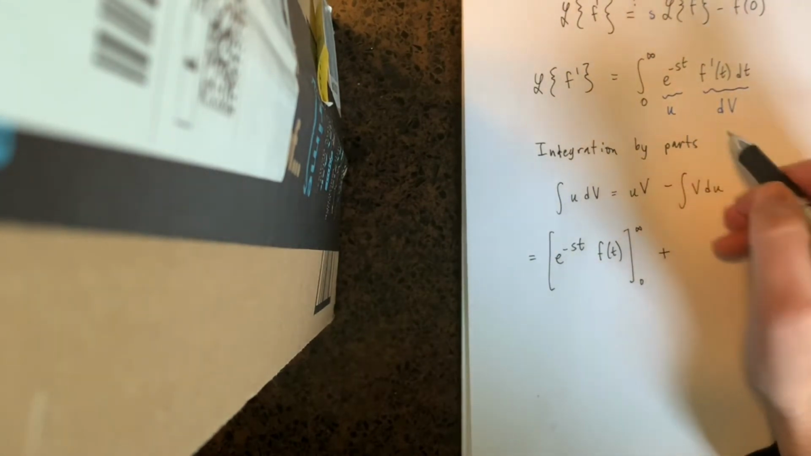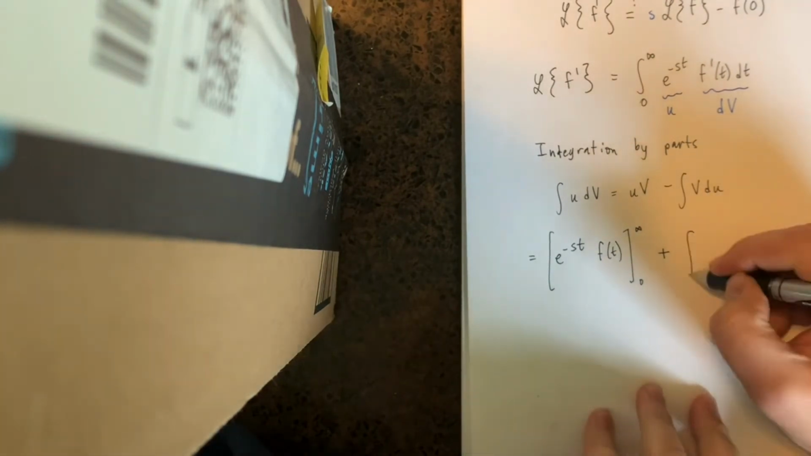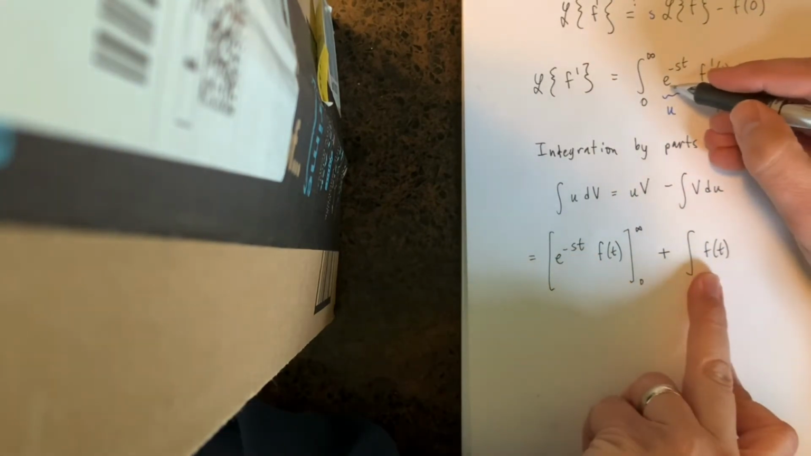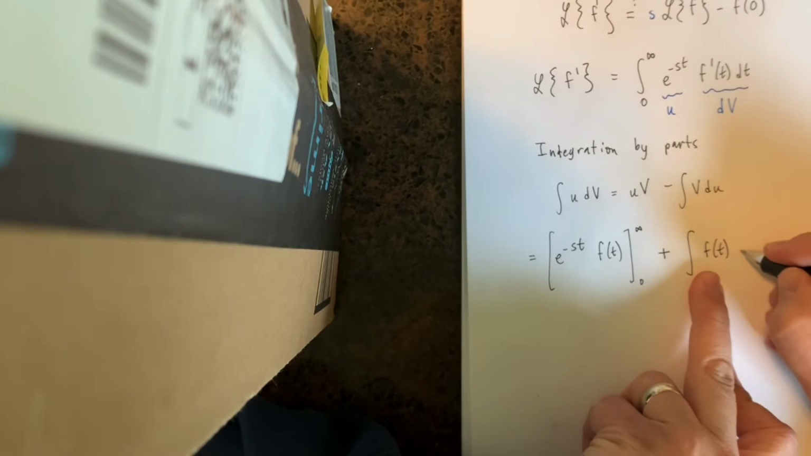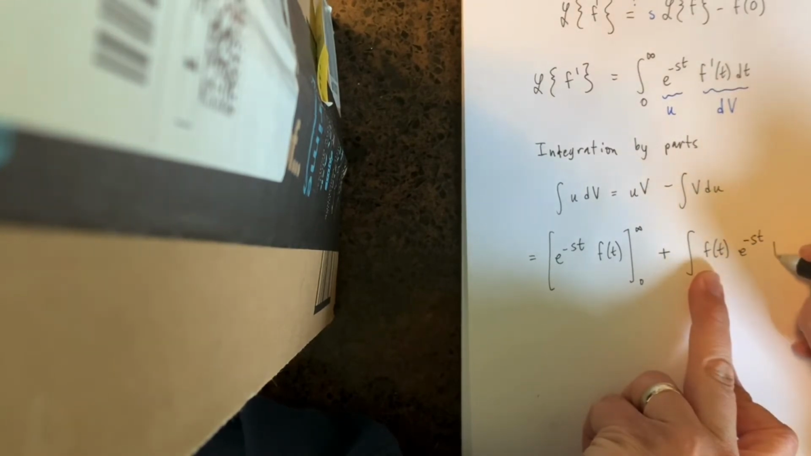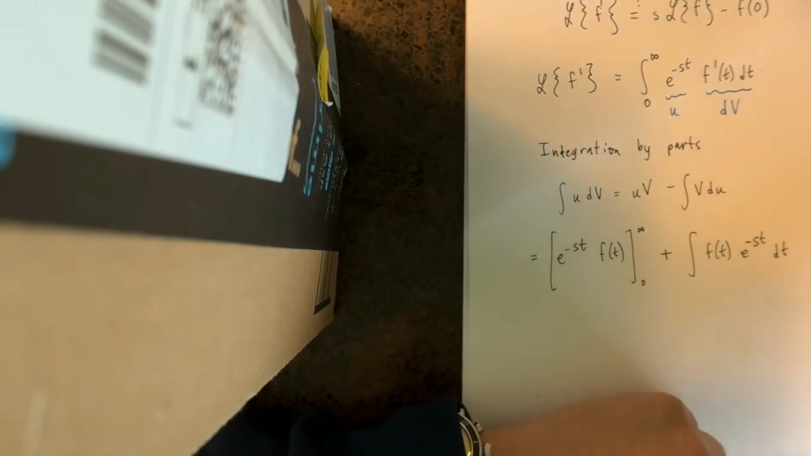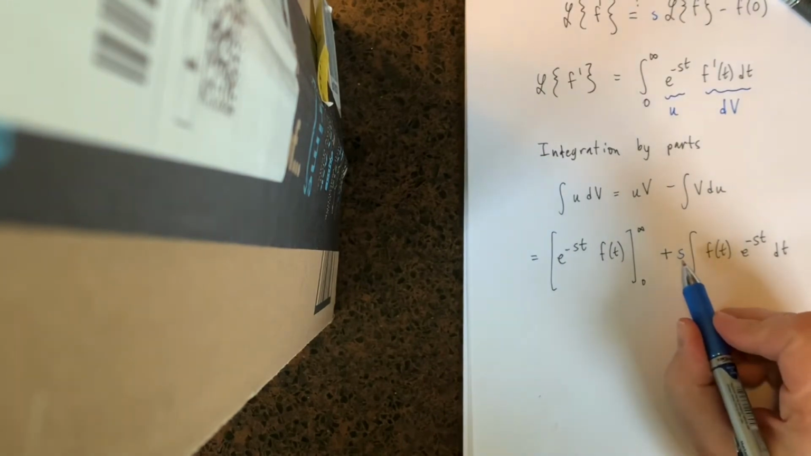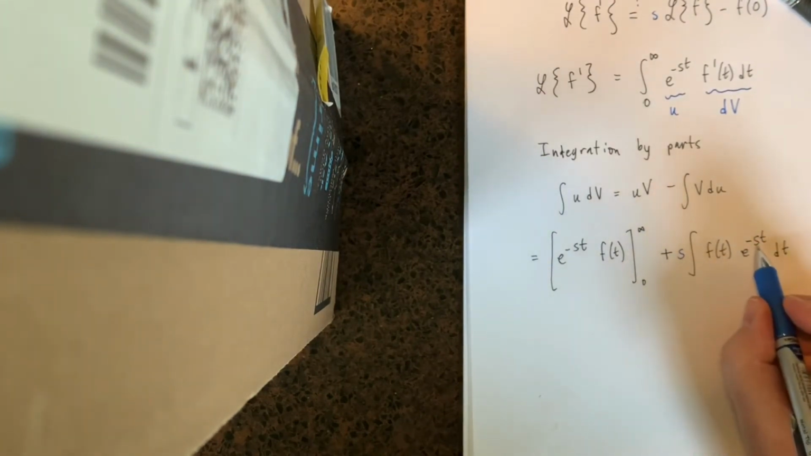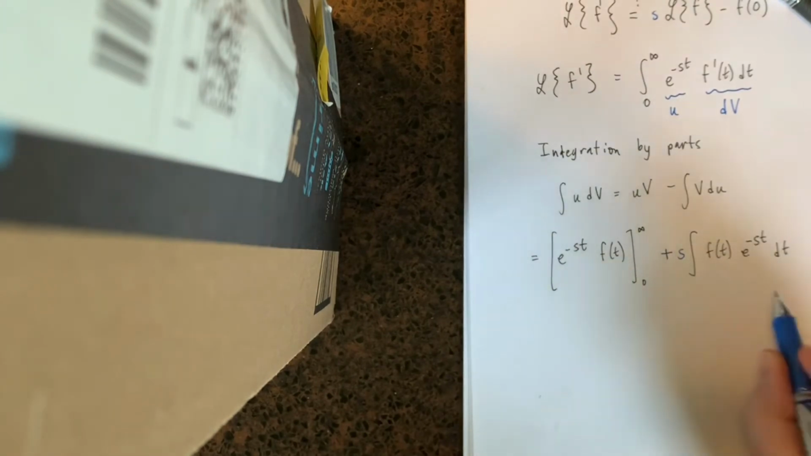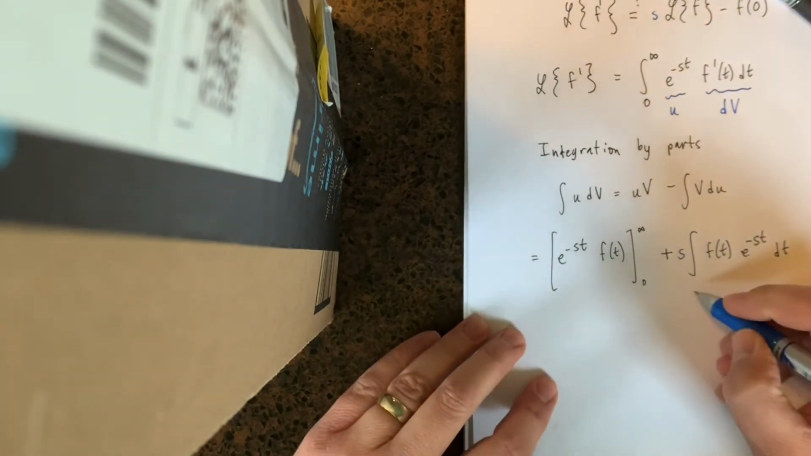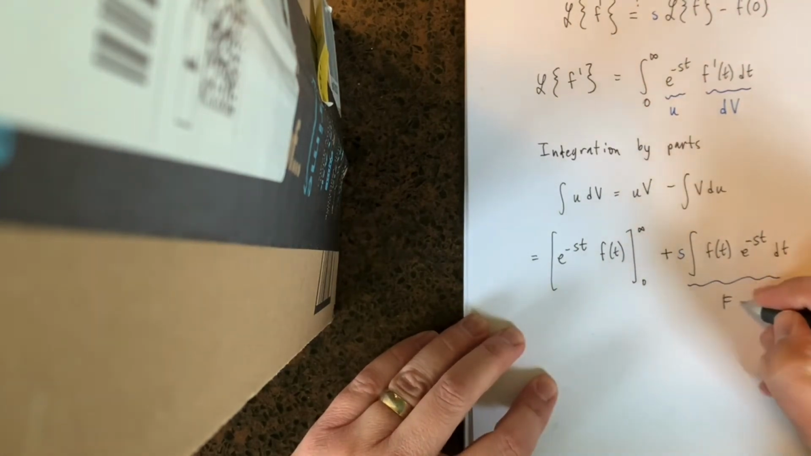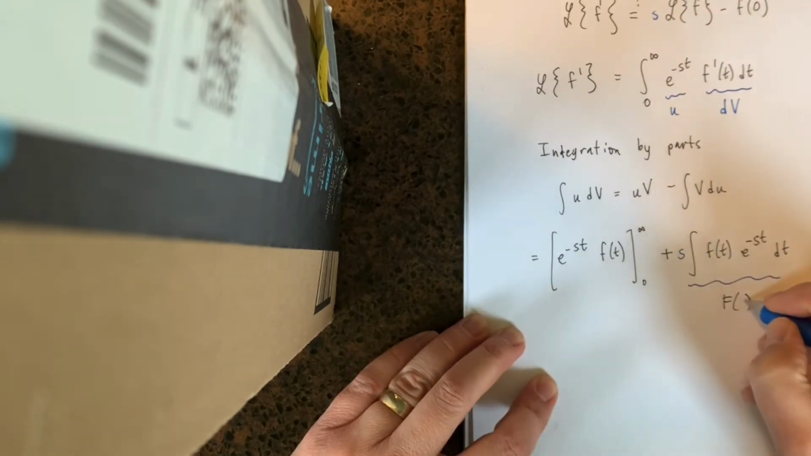I won't go through integrating v du other than to say v is f of t and du is e to the minus st dt. And the minus, a minus is a plus. Derivative of what's up top is minus s, and the minus cancels. Okay, so this guy here is the definition of the Laplace transform. This is f of s here.